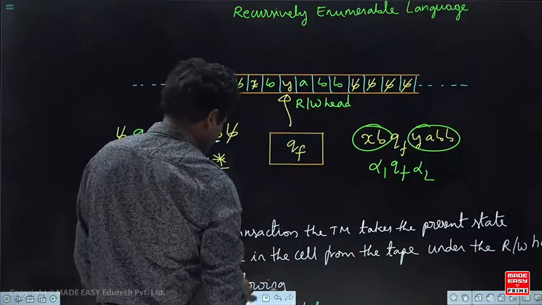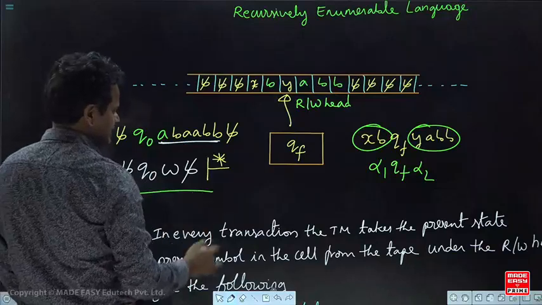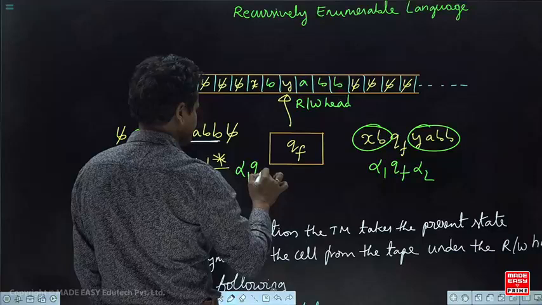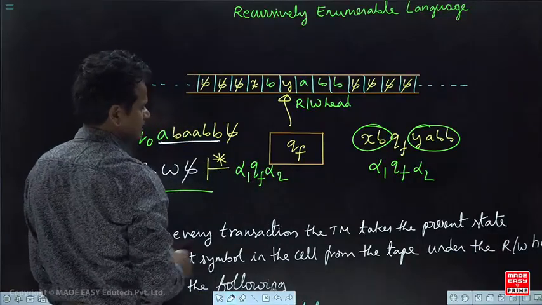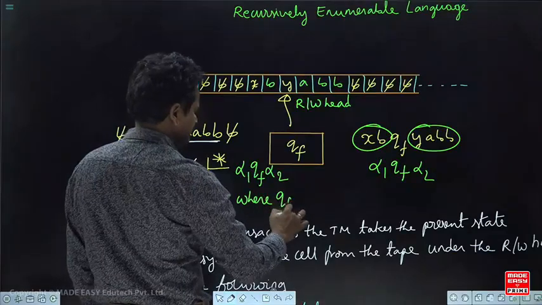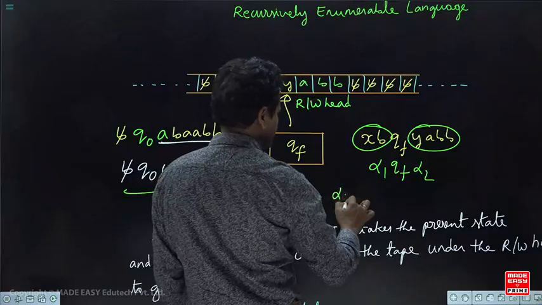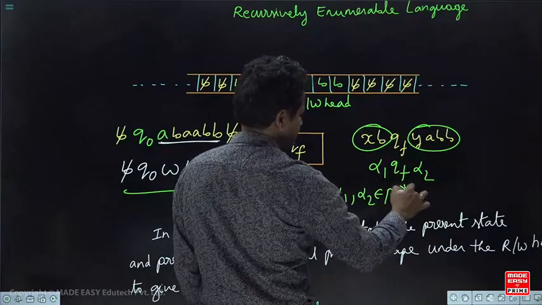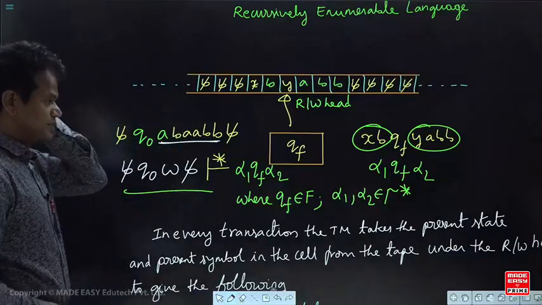So here the only thing is, it has to start from the initial ID, and when the machine stops, it has to stop in a final state. What is QF? It is a final state. And what are alpha 1 and alpha 2? Any combination of tape symbols. This, guys, is the acceptance by Turing machine.